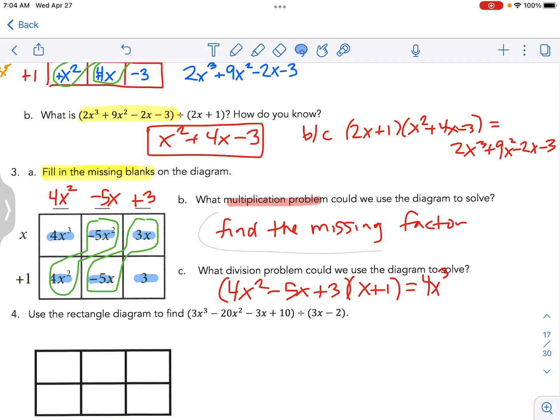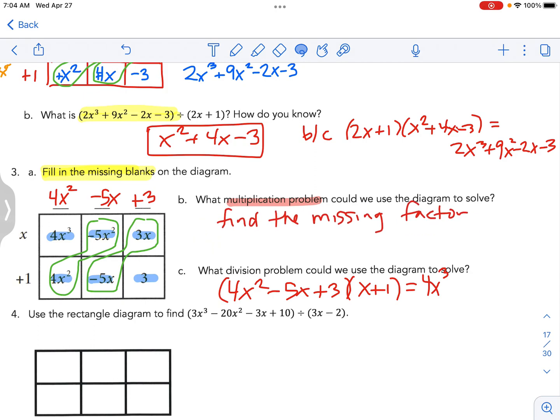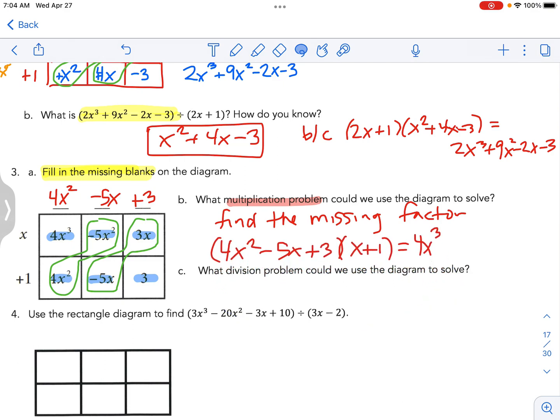I've got some big rearranging here that I want to do. Okay, so the product then is 4x cubed, and now I've got to combine these like terms, so minus x squared. And then I combine these terms, that's minus 2x. And then I've got a plus 3. So there's the multiplication problem that we can write.